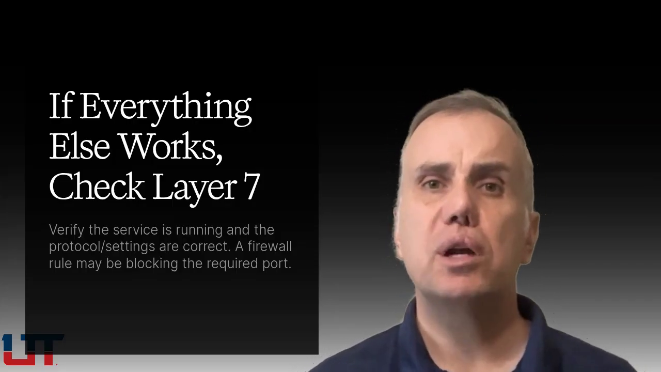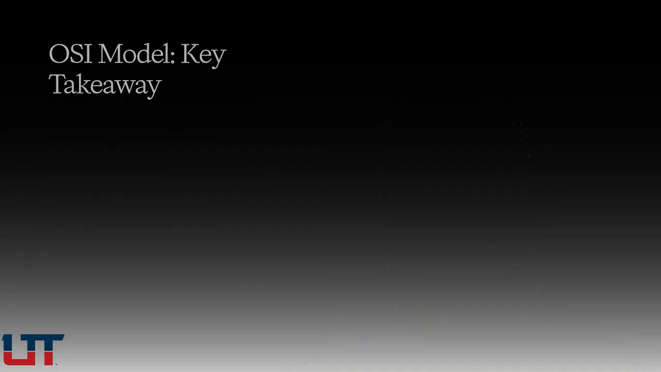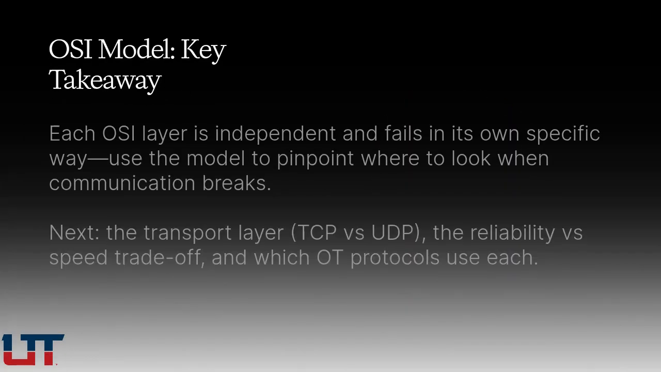We'll work through a structured troubleshooting process exactly like this in Module 6. For now, the key takeaway is each layer is independent, each layer fails in its own specific way, and the OSI model tells you where to look. In the next video, we'll go deeper on the transport layer, covering TCP versus UDP, the core trade-off between reliability and speed, and which OT protocols use each.